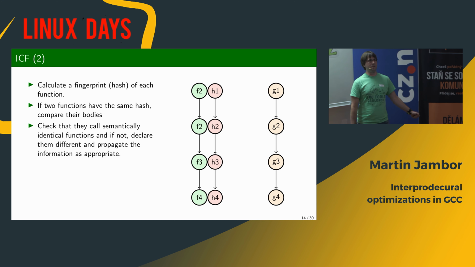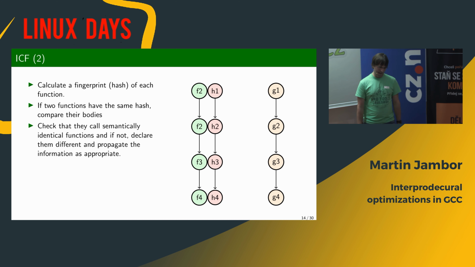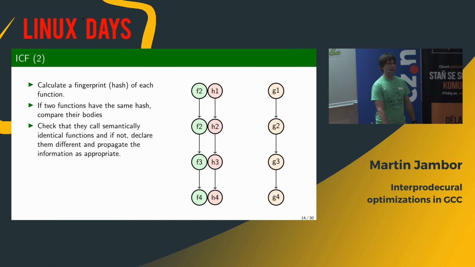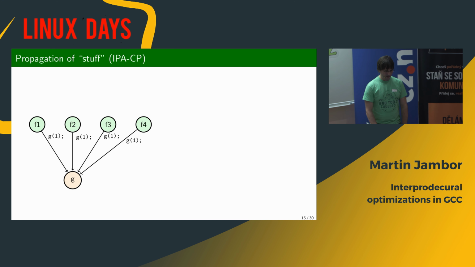Of course, if in some other case we have more luck and we actually figure out that the whole chain matches and H1 through H4 is the same thing as F1 through F4, we can declare all of them as the same and use the mechanism I described in the previous slide to basically merge them and save some space. Again, this is particularly important for C++ heavy code, where through template instantiation you can end up with loads and loads of functions that are actually essentially doing the same thing.